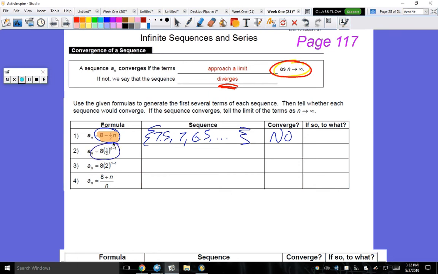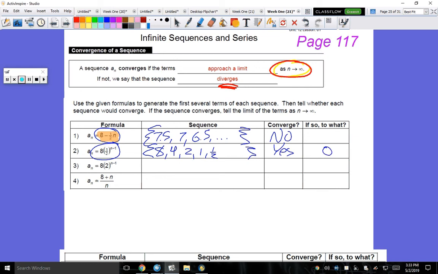Now this is geometric. Okay? So the first term would be 8, and then 4, then 2, then 1, then 1/2, and so on and so forth. Would it converge? Yes, this will converge. What number will this converge to? 0.